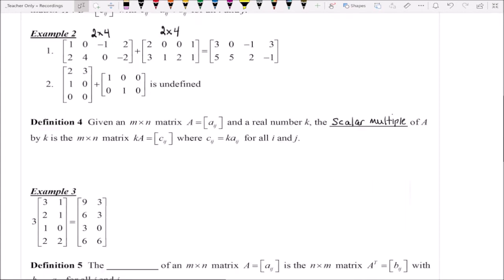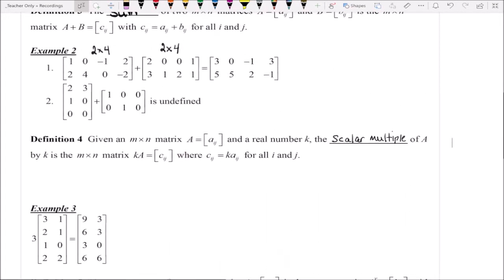So for example, here we're multiplying a 4 by 2 matrix by the scalar 3. And notice, all we do is take each entry of the matrix multiplied by that 3. So 3 times 3 is 9. 1 times 3 is 3. 2 times 3 is 6. 1 times 3 is 3. 1 times 3 is 3. 0 times 3 is 0. 2 times 3 is 6. 2 times 3 is 6.